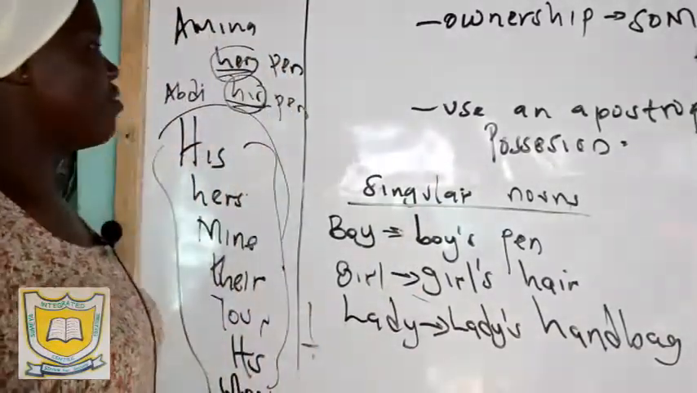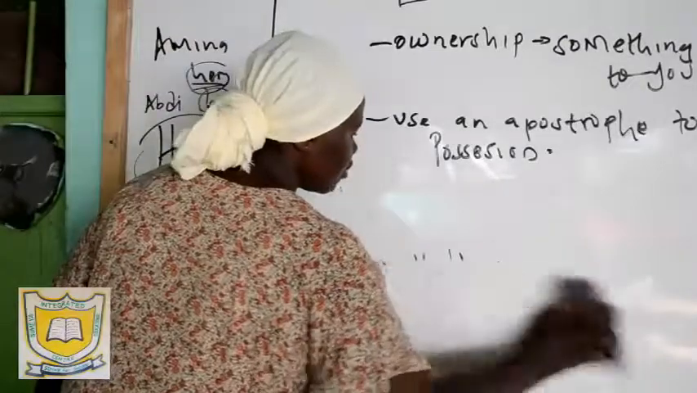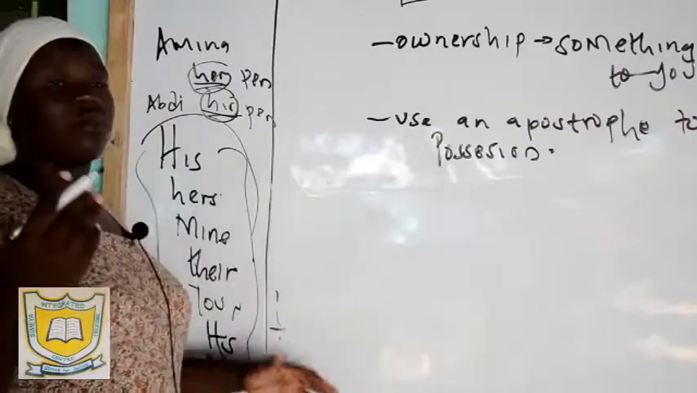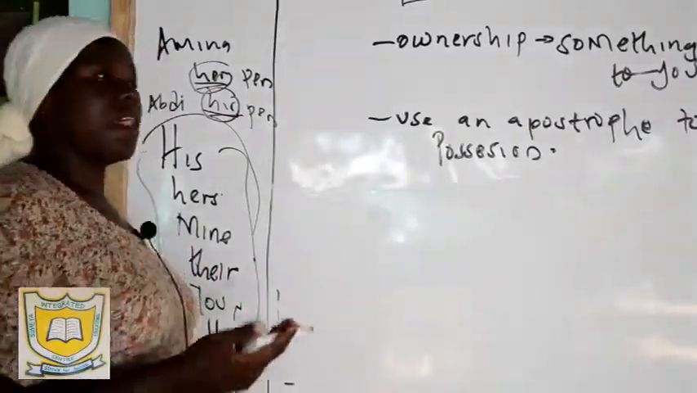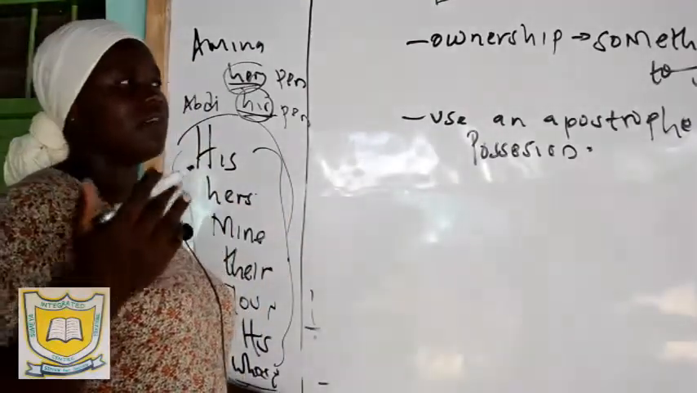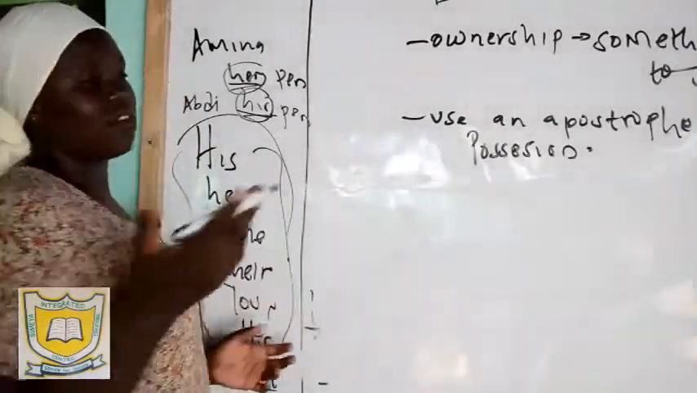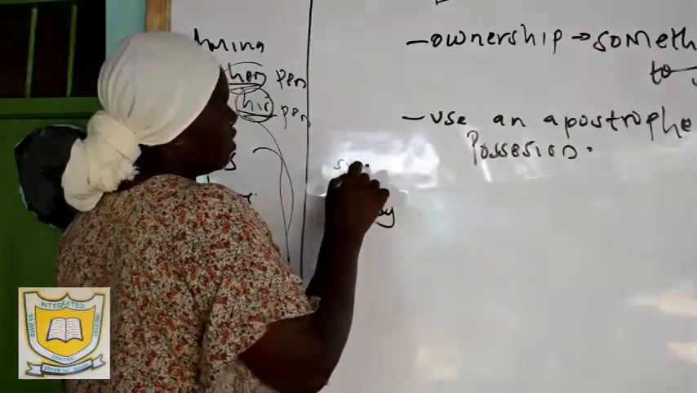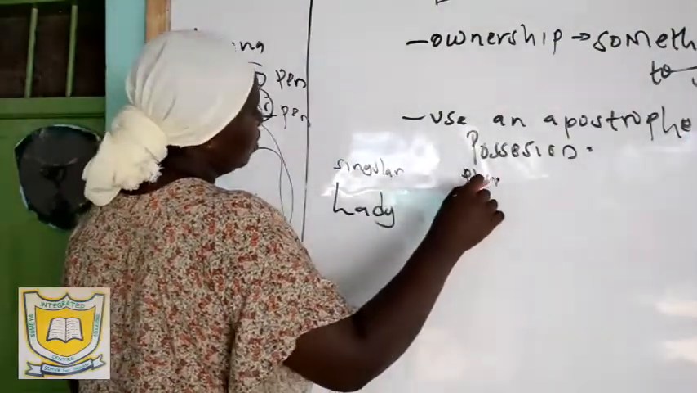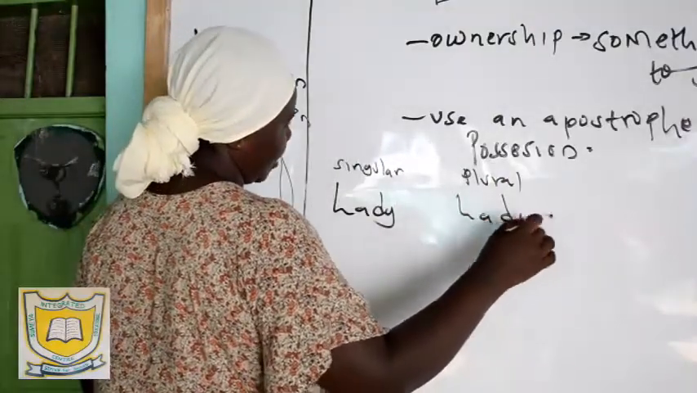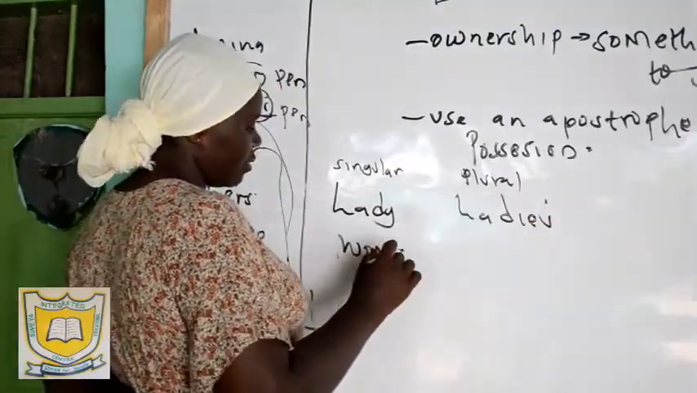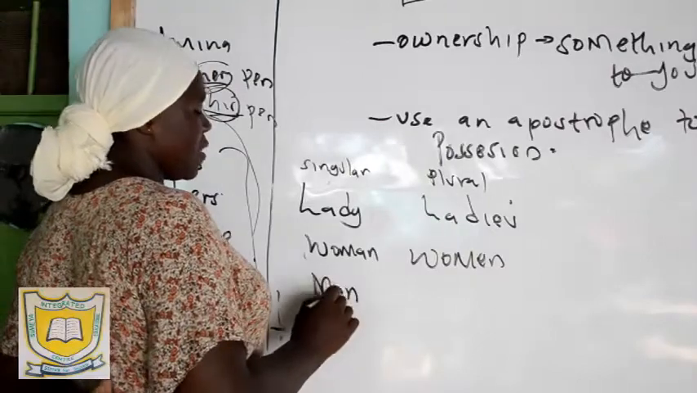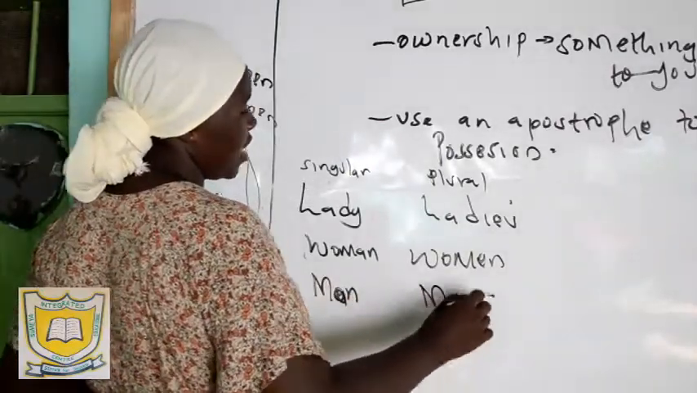So this brings us to plural nouns. We've talked about singular and plural, how to form singular of words and how to form plural of words. There are some nouns that end with an S in their plural, and there are some nouns that do not end with an S in their plural. For example, I have lady, this is singular, and in my plural, lady is going to be ladies. I have woman in my singular, and in my plural it is going to be women. I have man in singular, and in plural it's going to be men.